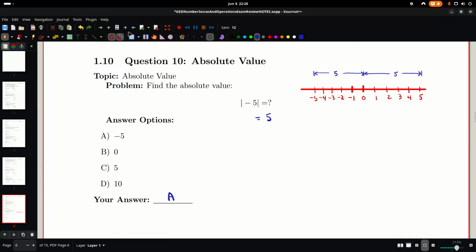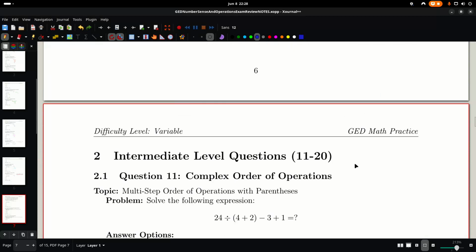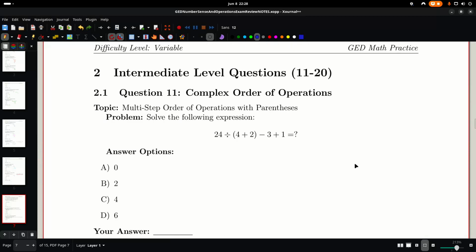And so we've got another A. We really like the letter A today. This review is brought to you by the letter A. These ones may be a little bit tougher.